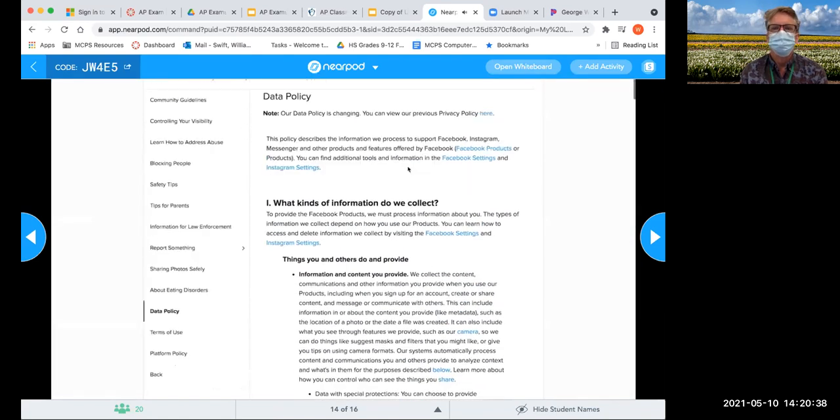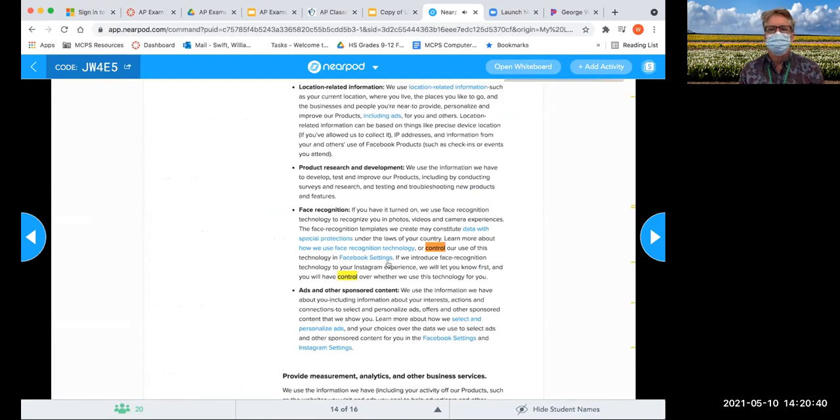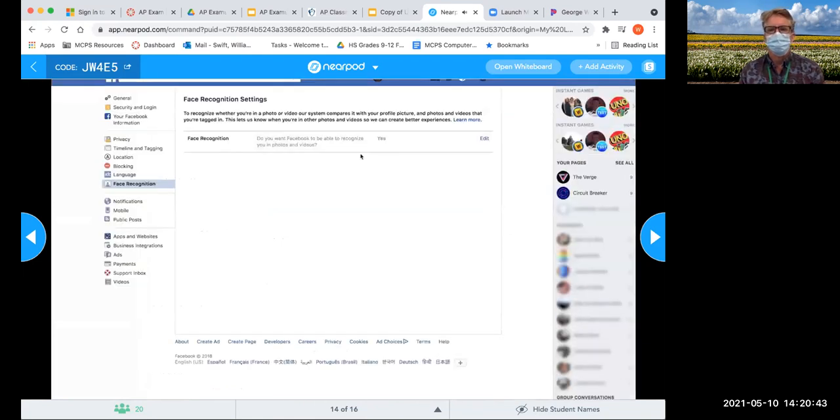Go back to this data policy. This is interesting. This is facial recognition. So if I click that, it takes me straight to this facial recognition settings page and says, do you want Facebook to be able to recognize you in photos and videos? I'm uncomfortable with that, so I would say no.